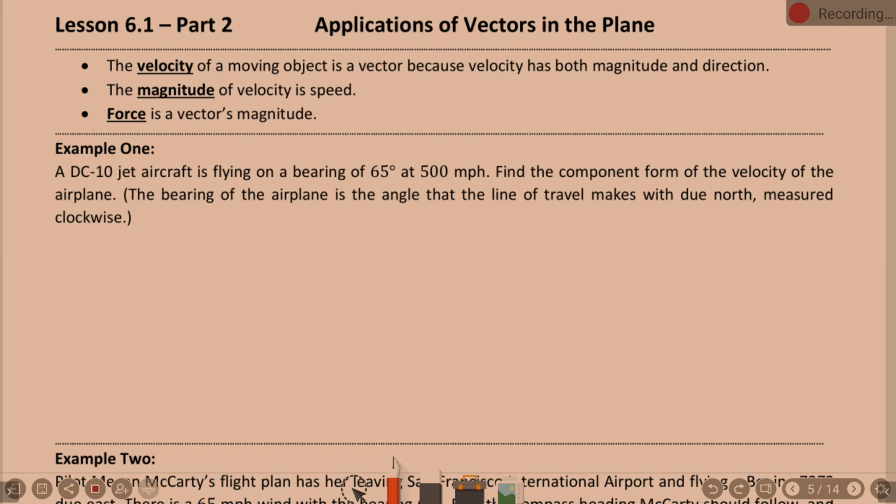Okay, so if we go for a picture here, there's my due north, yes? And what did it say? It's flying on a bearing of 65 degrees. Now, the bearing is the angle the line of travel makes with due north measured which way? Clockwise. We did this somewhere back in chapter 4, I know.